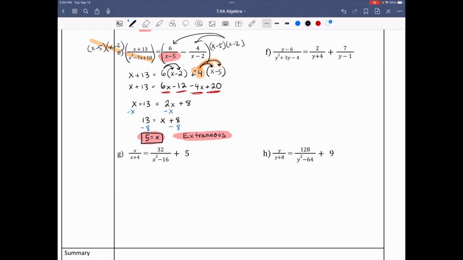Okay, on G, we have to look for a least common denominator. If I factor x squared minus 16, it's a difference of squares, so it factors to x minus 4 and x plus 4. That's our LCD because the fraction on the left side has an x plus 4 also. So we'll multiply it by x minus 4, x plus 4.